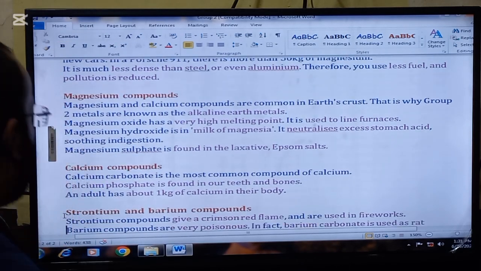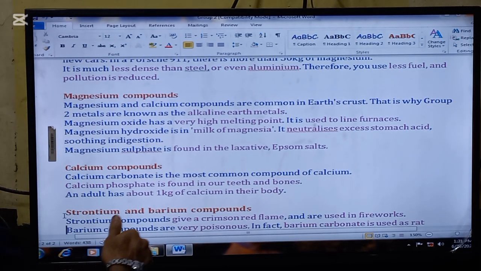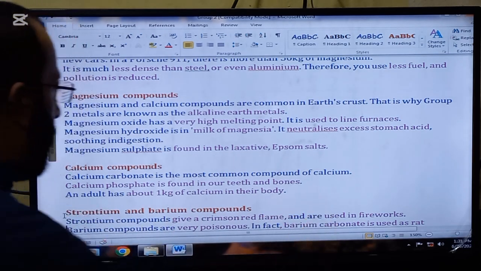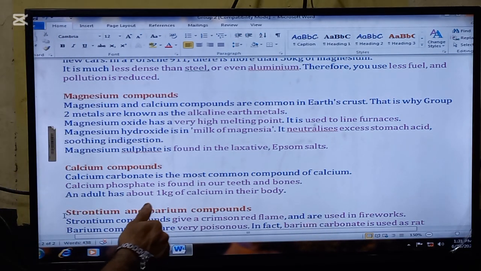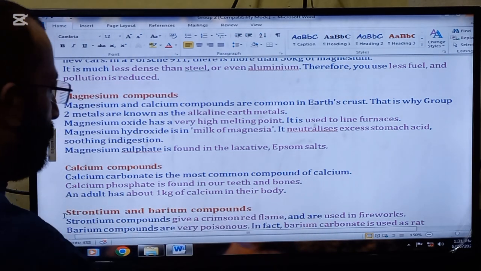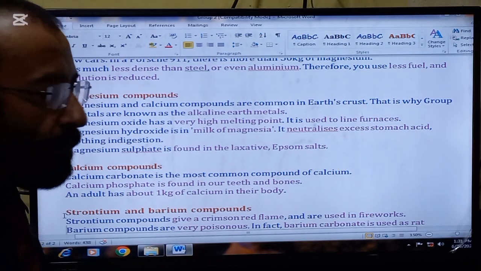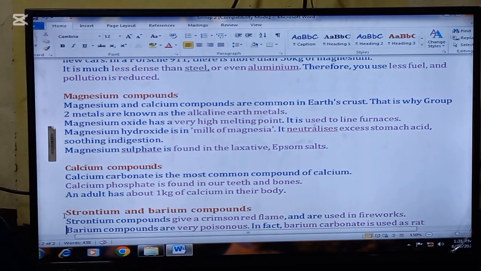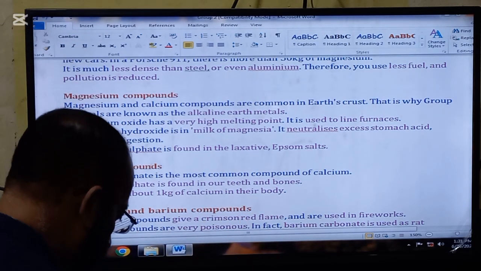Next are calcium compounds. Calcium carbonate is the most common compound of calcium. Calcium phosphate is found in our teeth and bones. So this is the reason we require calcium phosphate, which is normally added to our toothpaste and food. An adult has about 1 kg of calcium in their body.